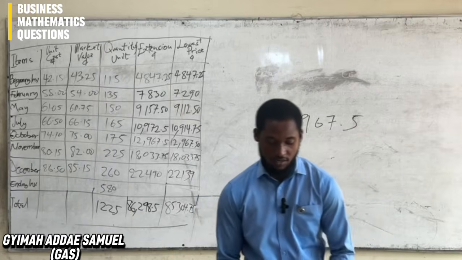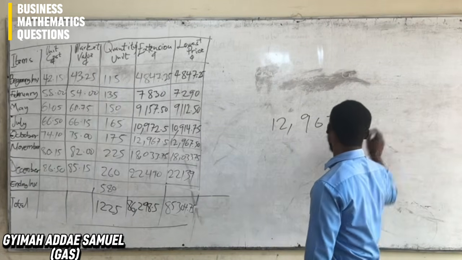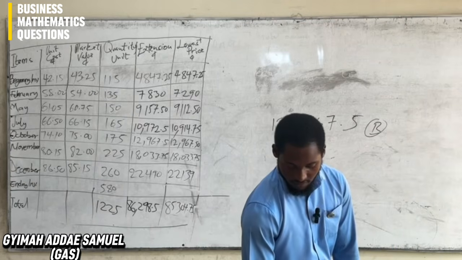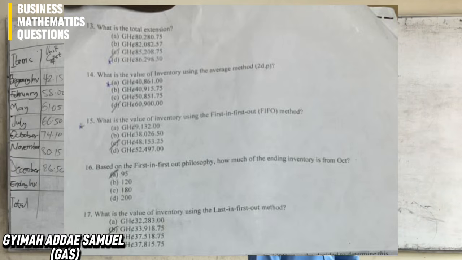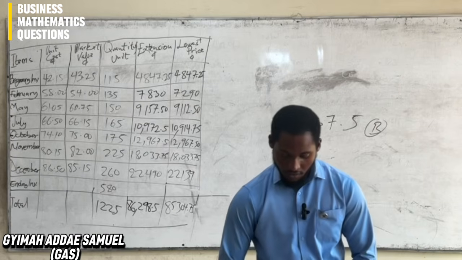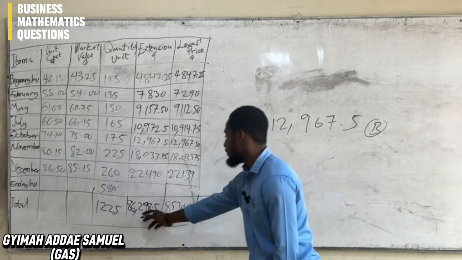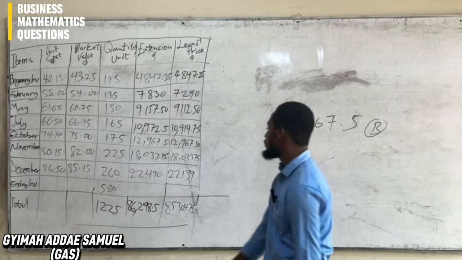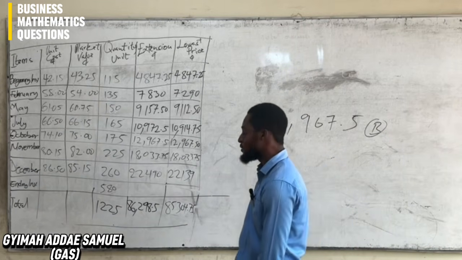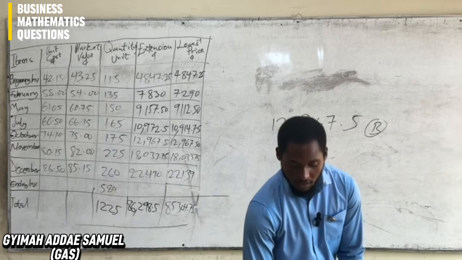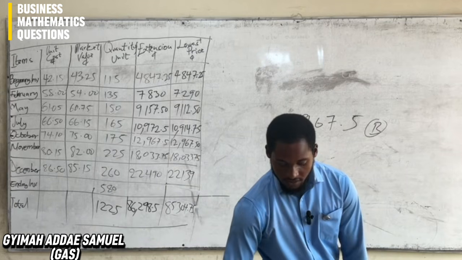So the answer for question 12 is B. So question 13. It says, what is the total extension? So the total extension, as we tallied here, is 86,298.5, making the answer for question 13 D.